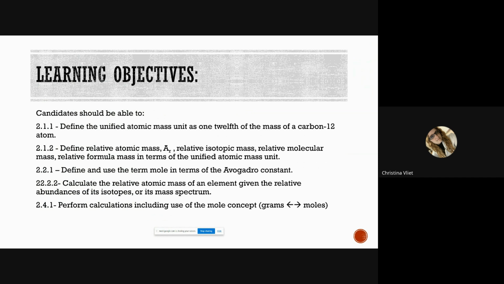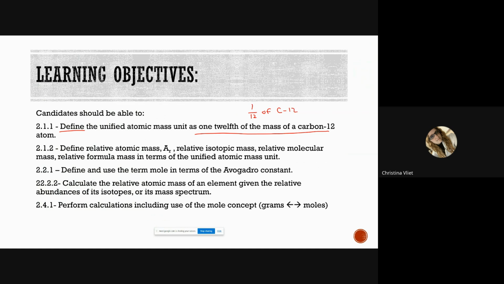All right, so candidates should be able to define, underline your keywords, the unified atomic mass unit. That means they could say, define the atomic mass unit or the unified atomic mass unit. This is something I do go over in previous chemistry, but you probably forgot because it's way at the beginning of the class. It's 1/12 the mass of a carbon-12 atom.